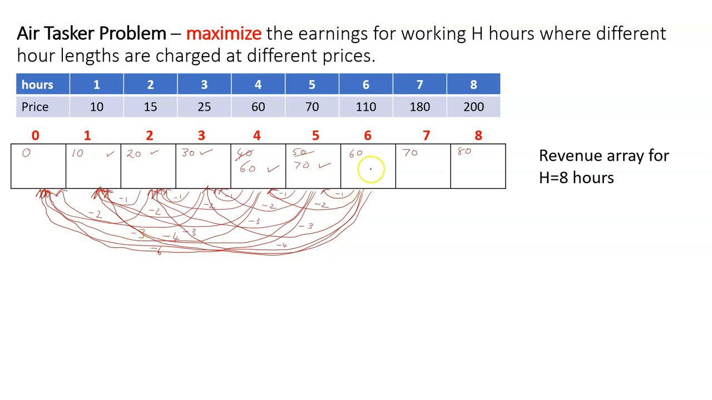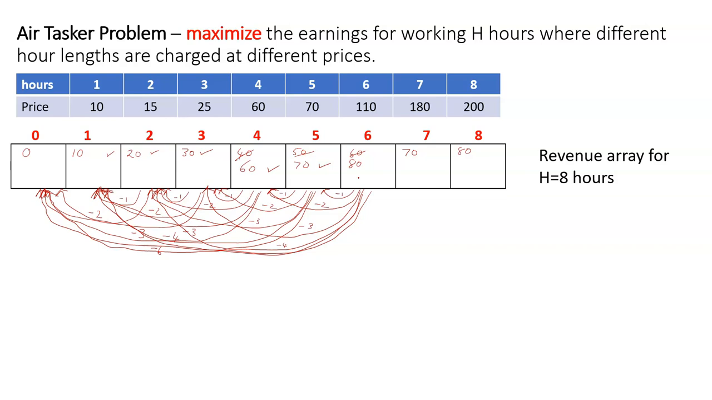Getting messy here. So if we go back 1 hour in time, we can take a 1 hour job, 70 plus 10, that's 80. That's an improvement there. We can go back 2 hours in time and take a 2 hour job, which is 60 plus 15, that's 75. That's not an improvement. Go back 3 hours, take a 3 hour job, 30 plus 25 is 55. That's not an improvement. Go back 4 hours and take a 4 hour job, that's 20 plus 60, which is 80. That's not an improvement.